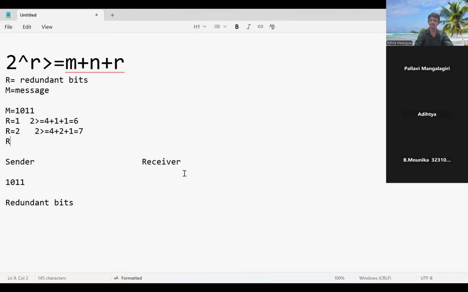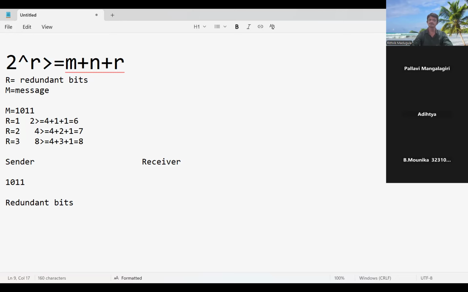Let us just take R is equal to 3. So 2 power 2 is 4, right? 4 is greater than or equal to 4 plus 2 plus 1, 7. It is not right. So now R is equal to 3. 2 power 3 is 8. We get the value as 8, greater than or equal to 4 plus 3 plus 1, that is equal to 8.